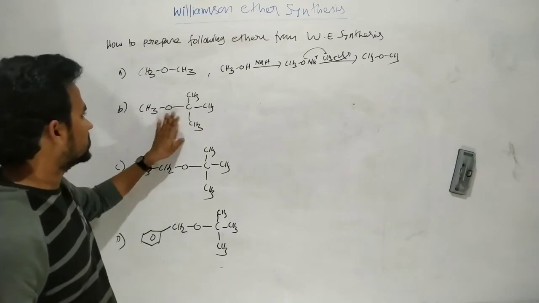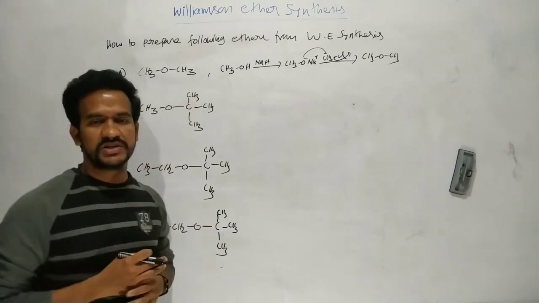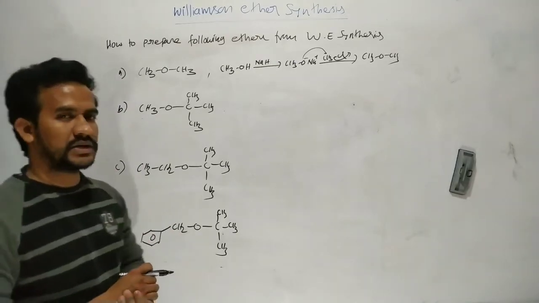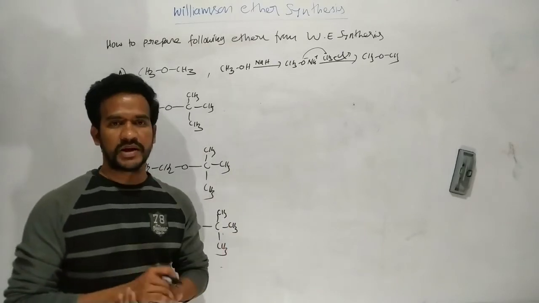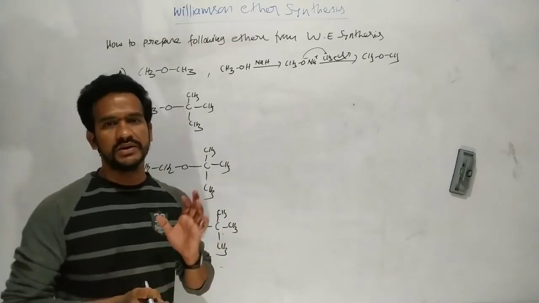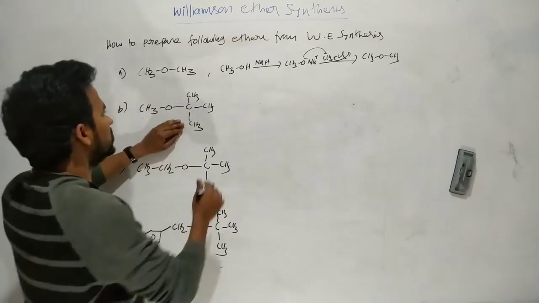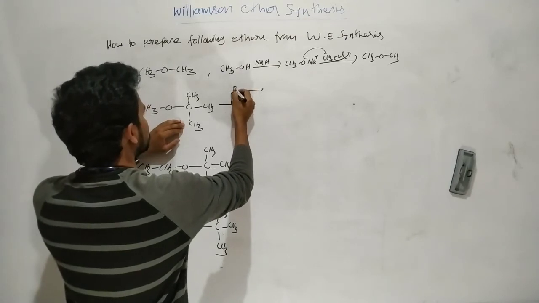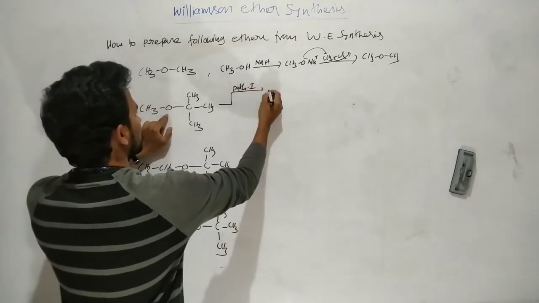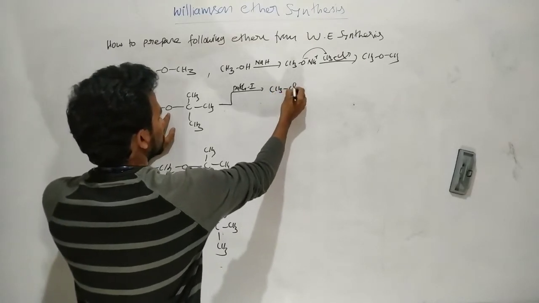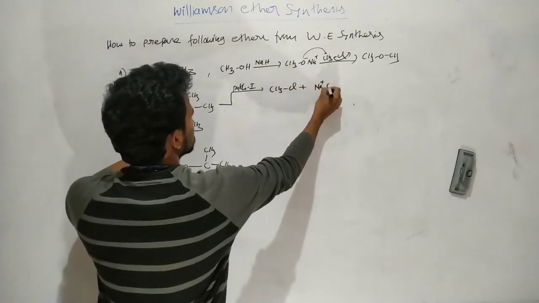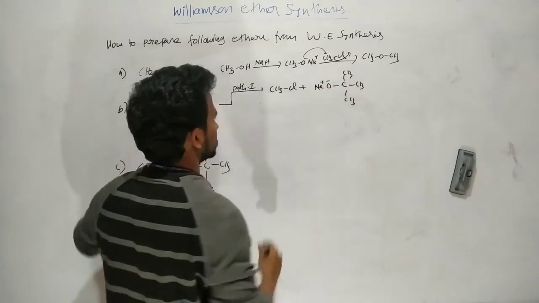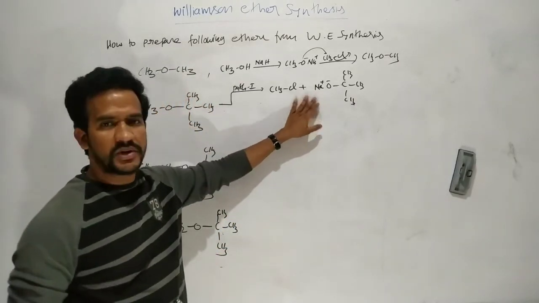But here, it is a tertiary butyl methyl ether. How to prepare this ether from the Williamson ether synthesis? In a Williamson ether synthesis, the reaction proceeds through the SN2 mechanism. In SN2 mechanism, simple alkyl halides are more reactive. So here there are two possibilities. Path 1: taking CH3Cl and Na plus O minus C(CH3)3. By taking this combination we can prepare this ether.